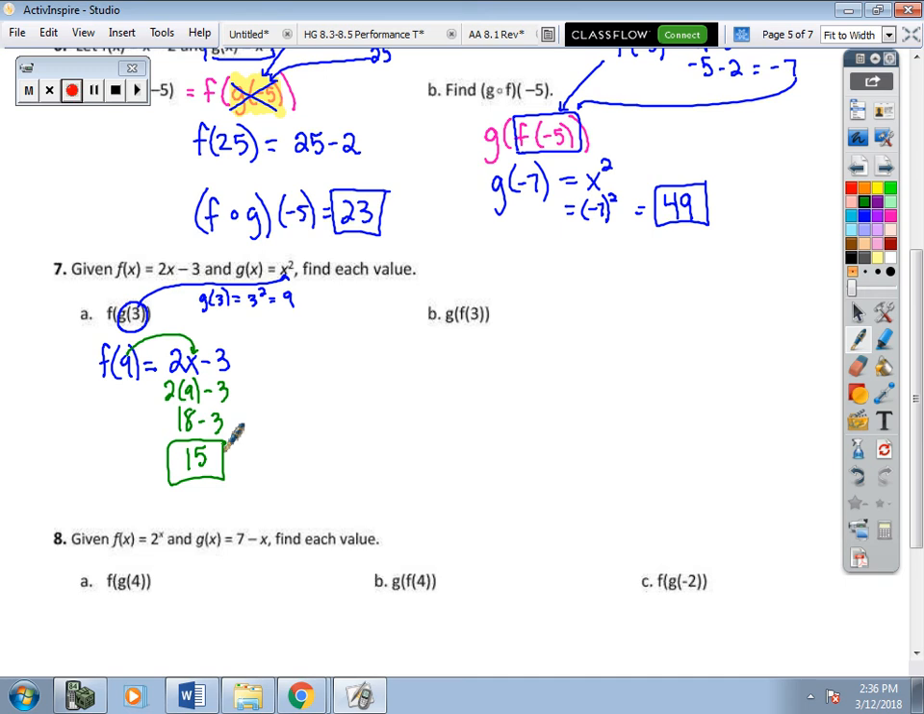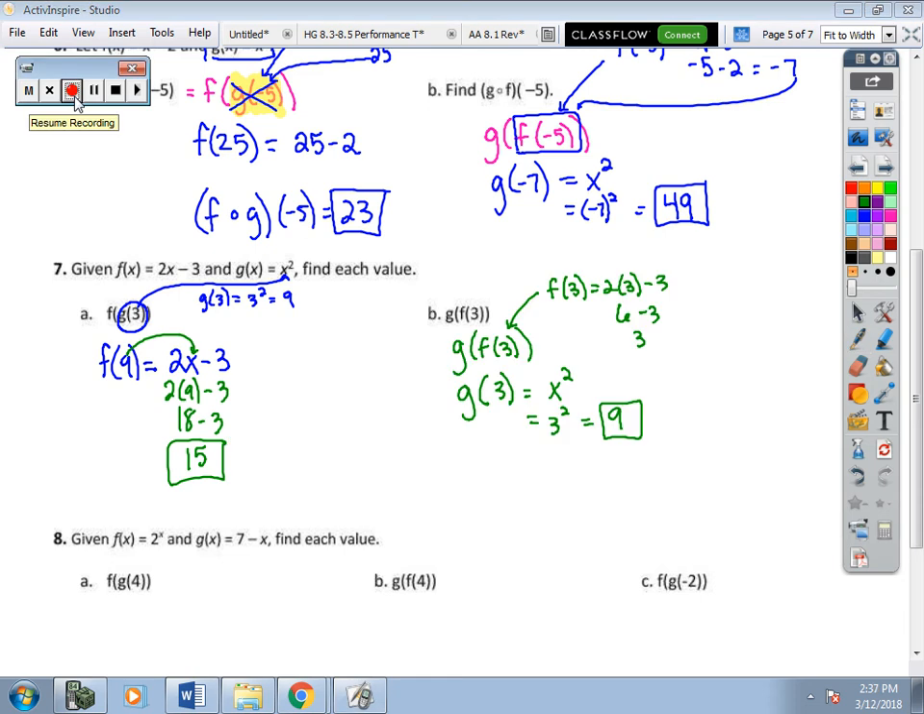See if you guys can try the next one on your own and pause the video. Okay, you can check and see if you got that one right. We should be getting 9 as an answer. Finding f of 3 first, which is 2 times 3 minus 3, which is 3. And then g of 3, which is 3 squared, which gets us 9.